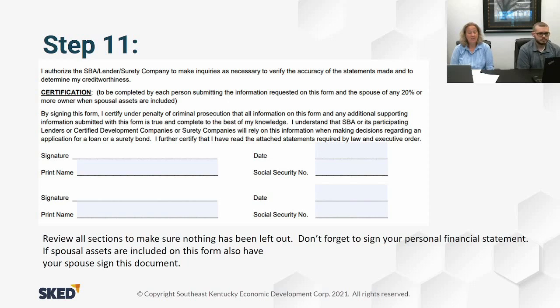Last but not least, we have to sign it. We have to sign page 3, print our name, and put our date and social security number. If you are married, you will have to have your spouse sign this, because marital assets in Kentucky are included in this, and we do have to have your spouse's signature, even if the loan has nothing to do with your spouse.